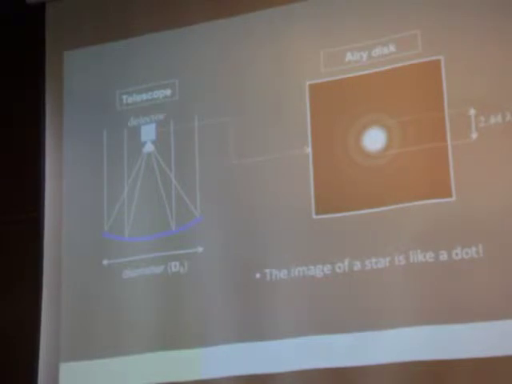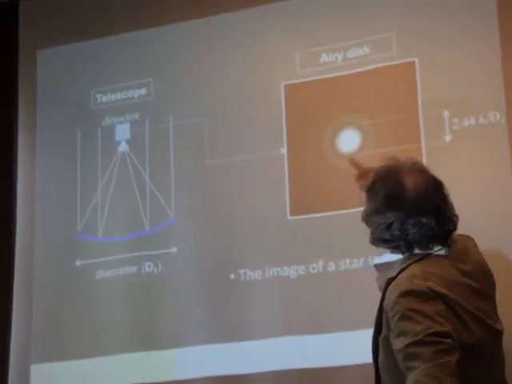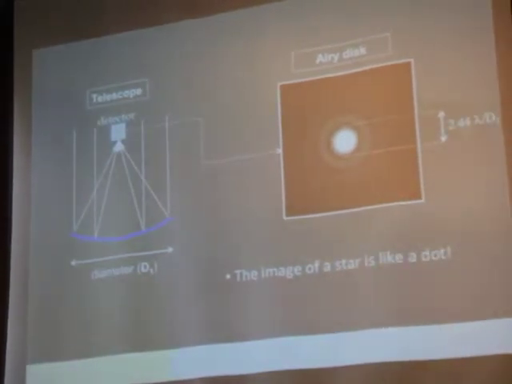And if the object you are looking at is a star, what you see is very disappointing, because you see a dot of light. You see a very bright central dot surrounded by the first dark ring, then a second ring of light. This is known as the point spread function of the telescope. It has nothing to do with the star. It's because the star is unresolved, so it's just a point of light.